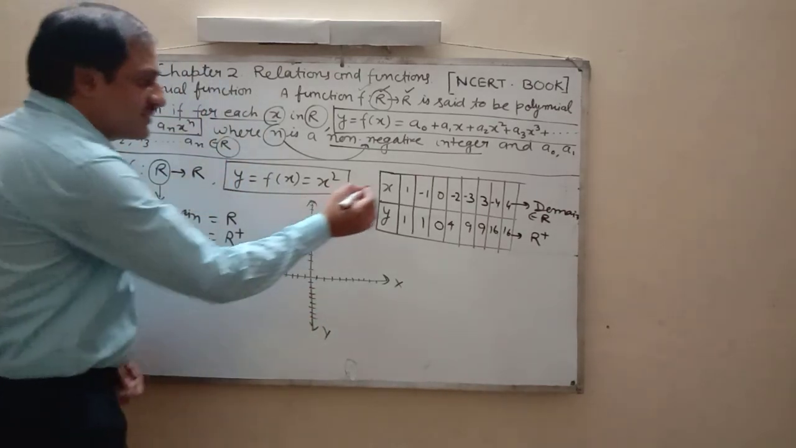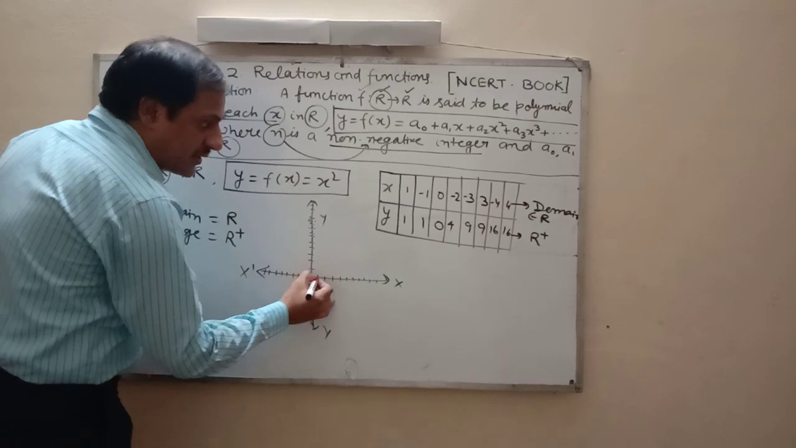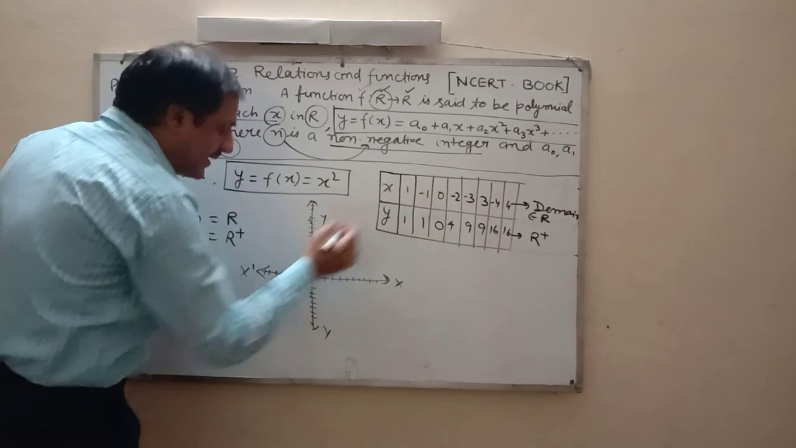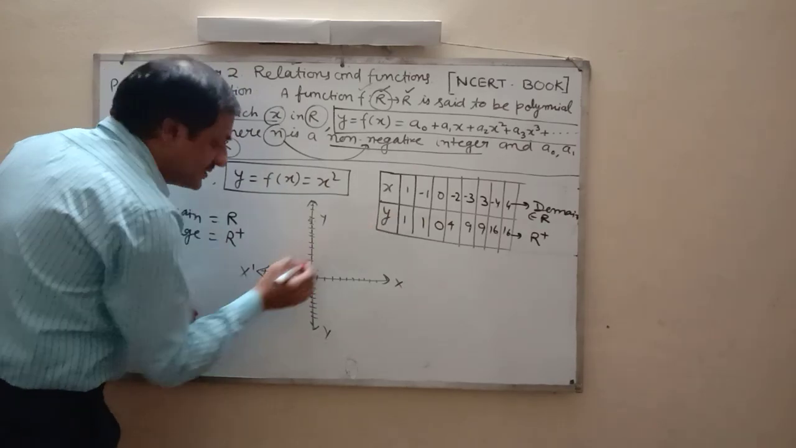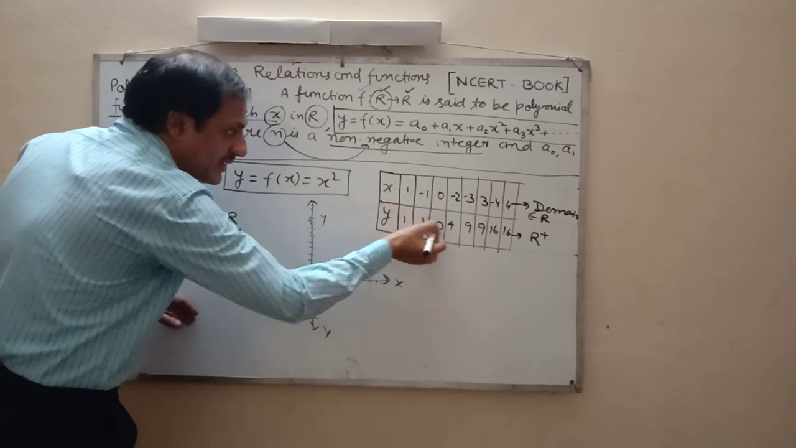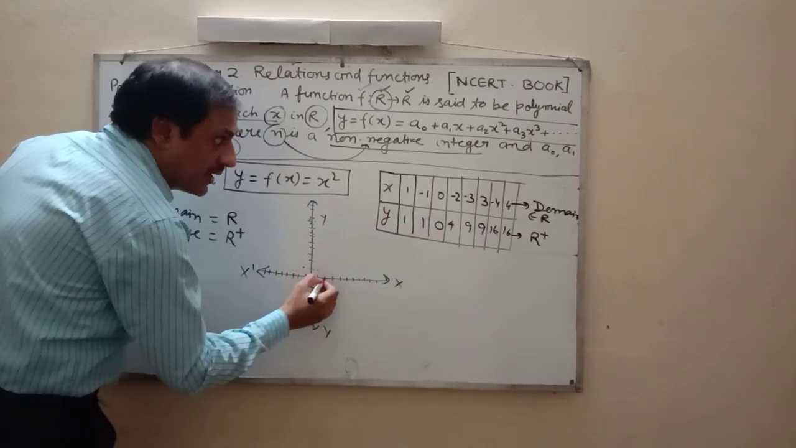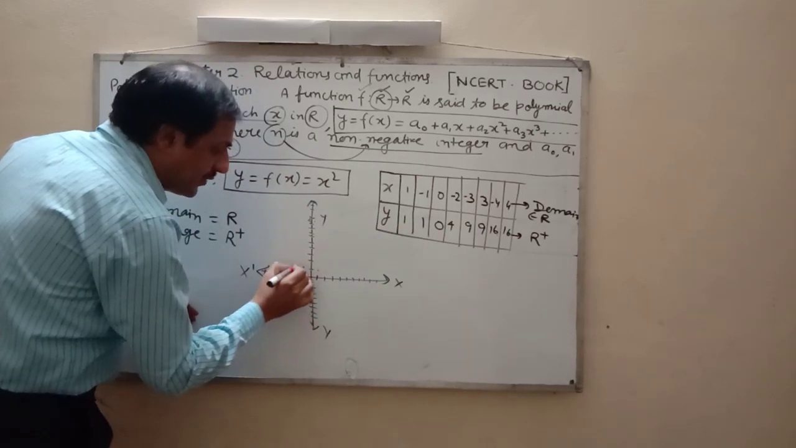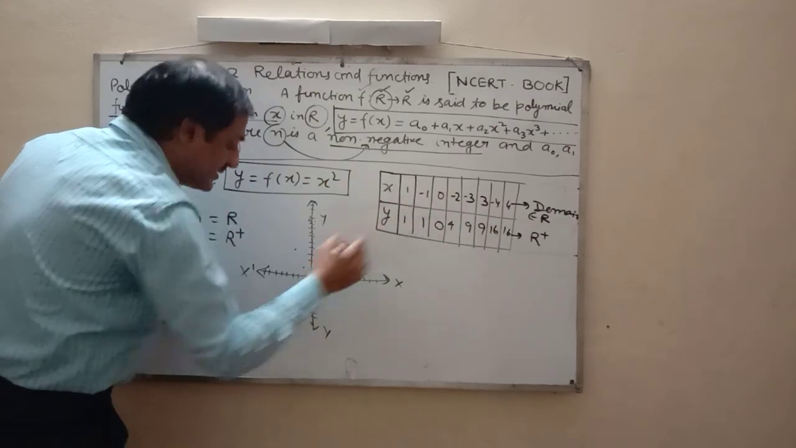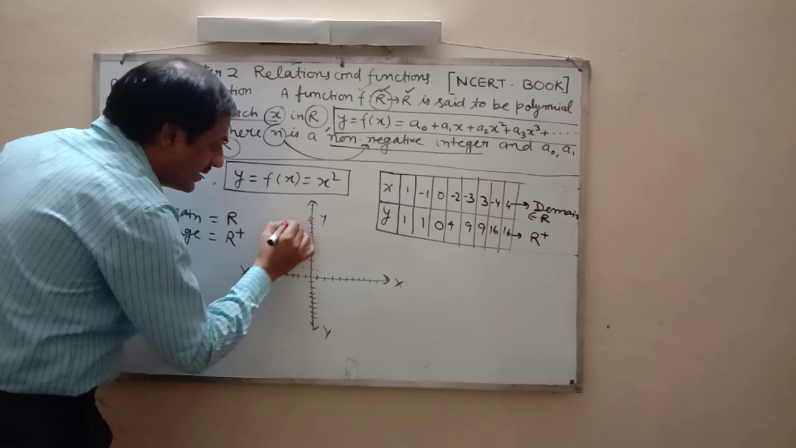If the value of x equals 1, what is the value of y? The value of y is 1. If x equals minus 1, the value of y is also 1. If x equals 0, the value of y is also 0. For x equal to minus 2, the value of y is 4. If x equals minus 3, the value of y is 9.